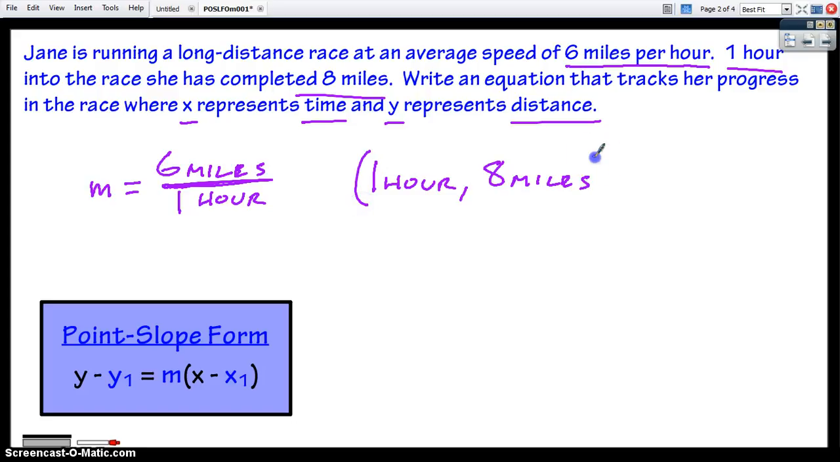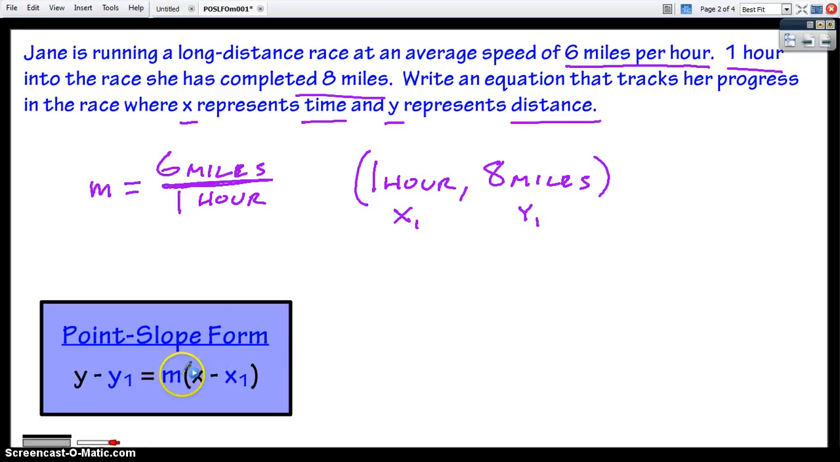So I'm just going to put this in parentheses like it was coordinates, where 1 hour is going to be x, or in this case, x sub 1. It's our time data. And 8 miles will be y, the distance. We'll call it y sub 1. And so this is why we have point-slope form, so that when we get these situations, it's really easy to convert them into an equation where we can now track Jane's progress throughout the race. We have a point of data to start from. We have a slope or rate of change that will help us track her progress after this point, and we can kind of estimate where she'll be at any given point in time during this race.